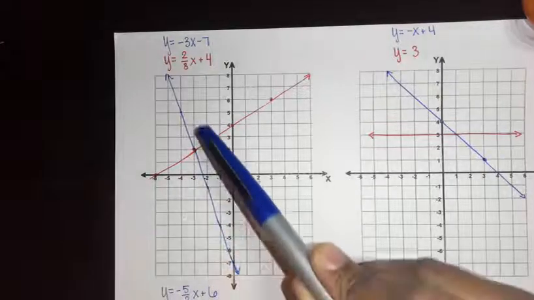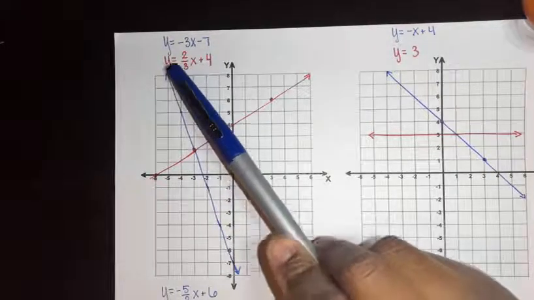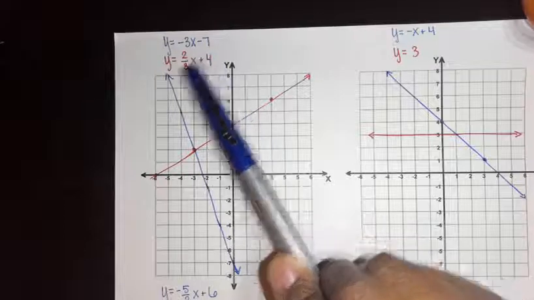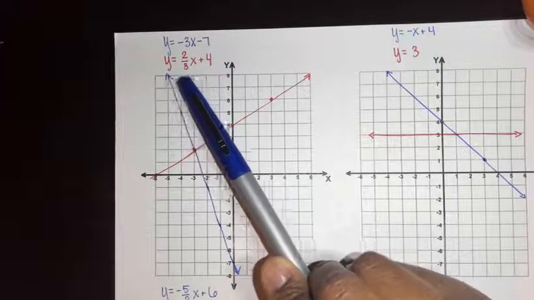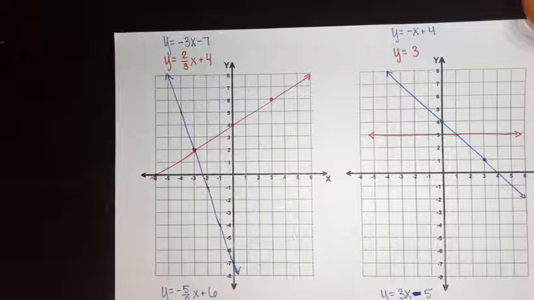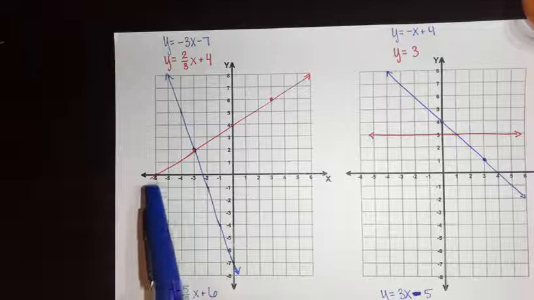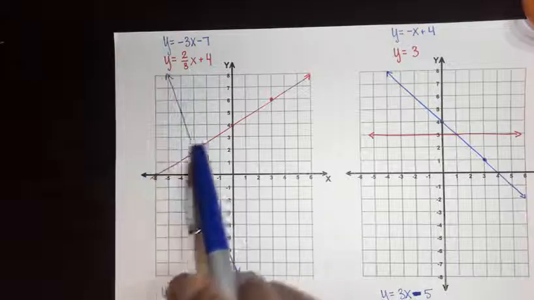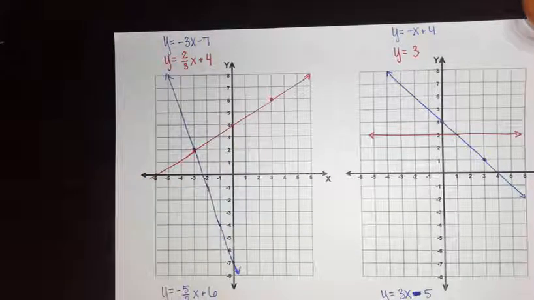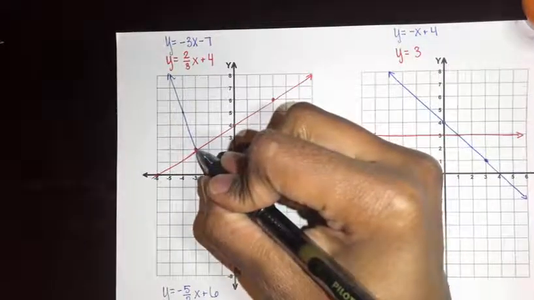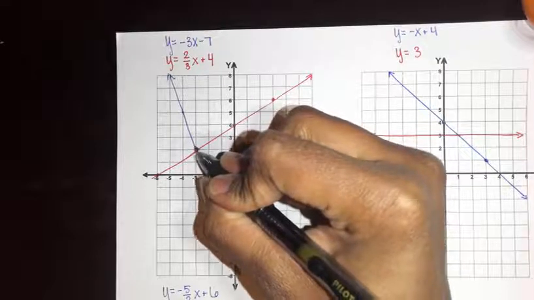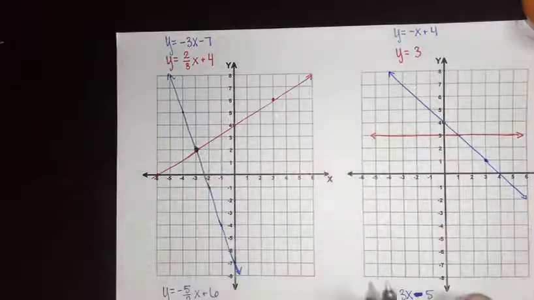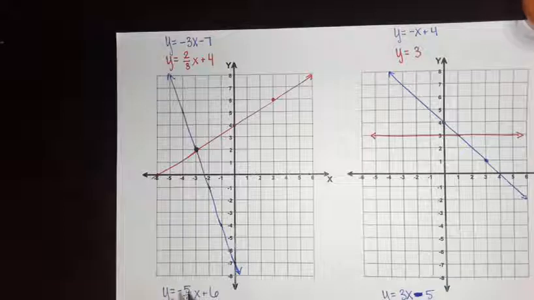So in this case, where we have the line y equals negative 3x minus 7, and the other line y equals 2/3 x plus 4, we're looking for the solution to that, and if we're looking at the graph, we just need to see where these two lines cross each other. So we can see that right here, the two lines are intersecting each other. And we want to be able to label what that point is.